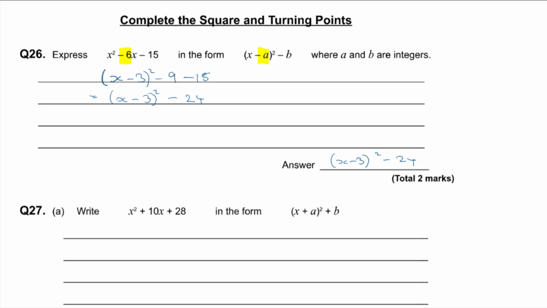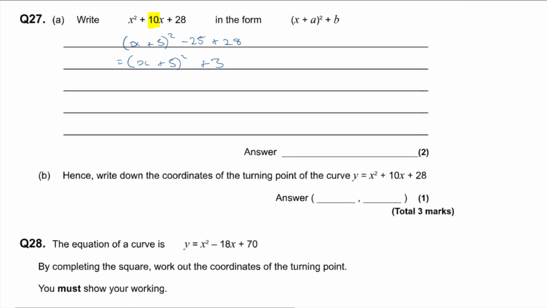Part 27a, write x squared plus 10x plus 28 in the form x plus a all squared plus b, so in complete square form. Again, I'm going to take this coefficient of x, going to halve it. That's the thing that goes in the bracket, x plus 5 all squared. I'm going to take off a square of 5, minus 25, and I'm going to add on the 28 I already had. Okay, so just tidying up that bit at the end, I'm going to get x plus 5 all squared plus 3. Okay, so I suppose I better write on the answer line.